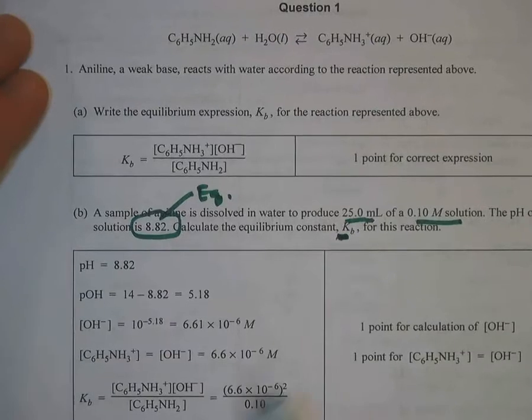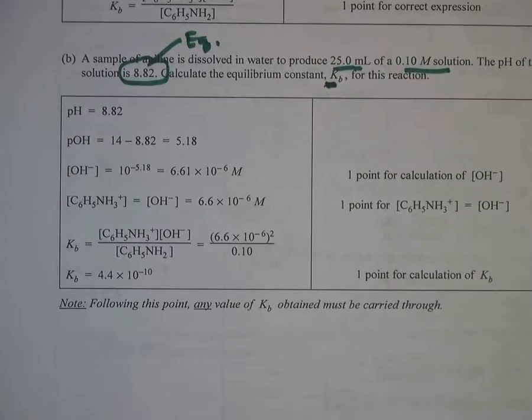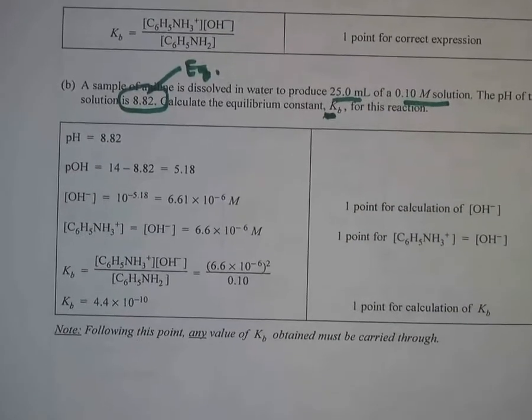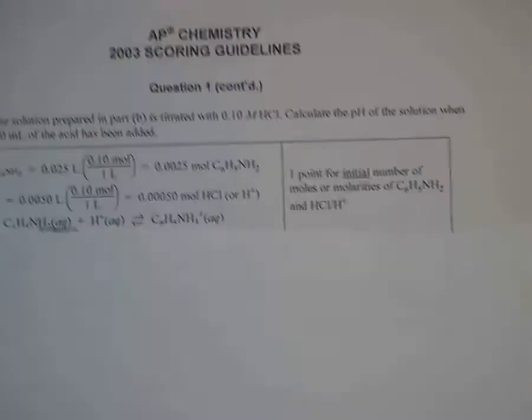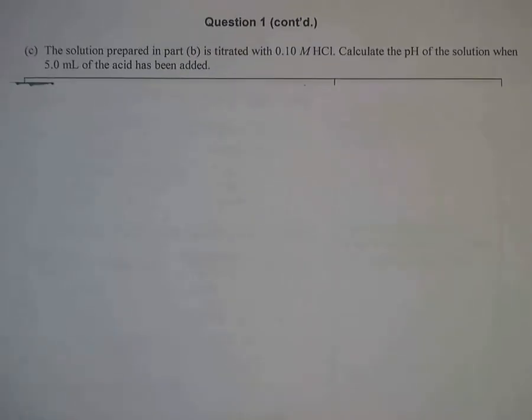So plugging and chugging into there, you end up with 4.4 times 10 to the negative 10th for a Kb. Okay? Next part, a lot more fun once we get to the back. You're going to need that Kb on the back though. Okay? The solution is prepared as titrated with HCl. Calculate the pH of the solution when 5 milliliters of the acid has been added.